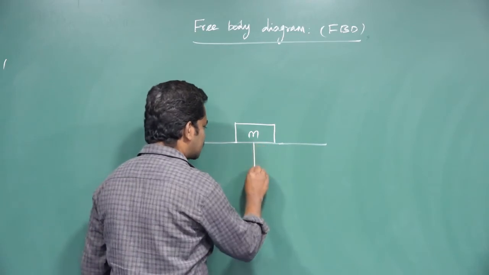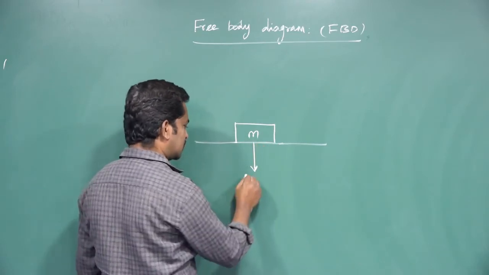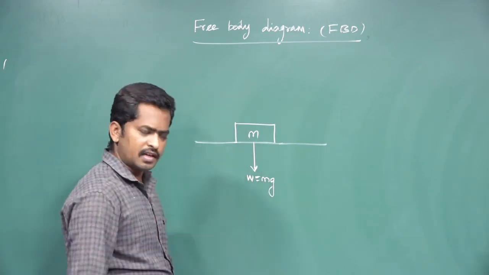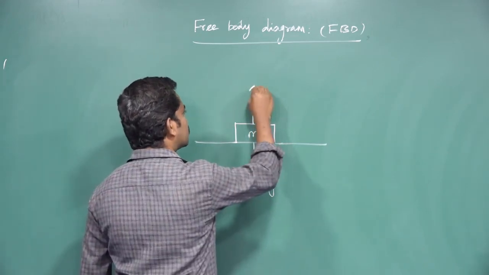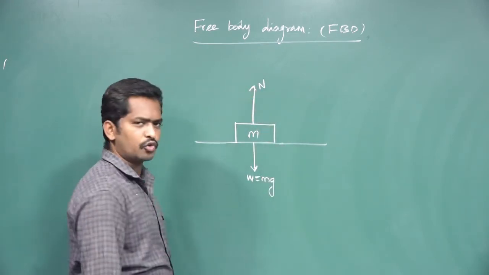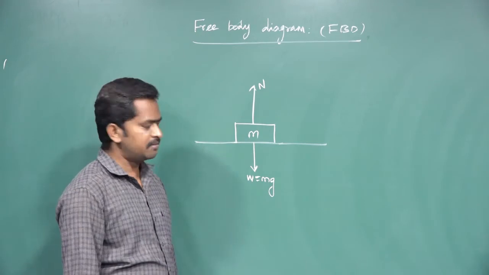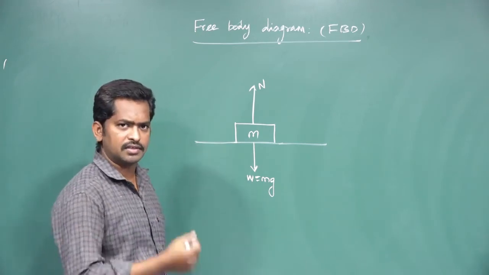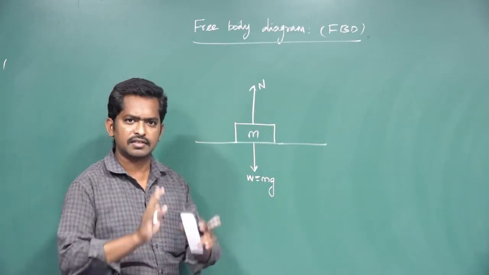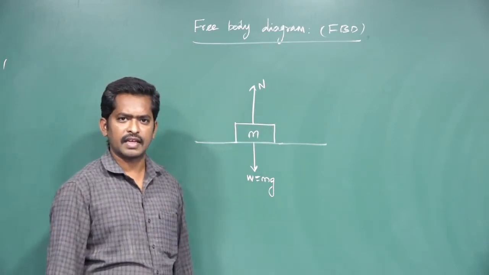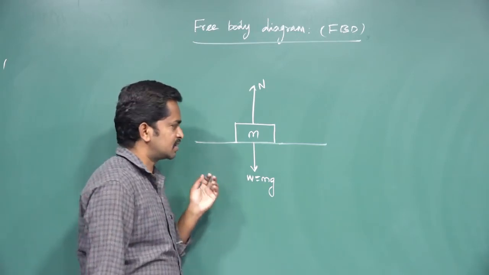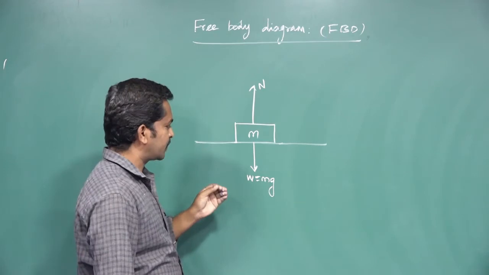The first one is the gravitational force, I mean the weight of the object, W is equal to mg. And the next one is the normal force, N. So the two forces act on the object. At the same time, a very important point here: mg and the normal force are not an action-reaction pair. They are different in nature. I will discuss that at the end.